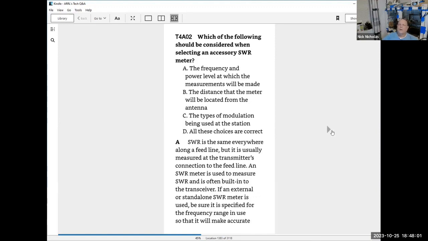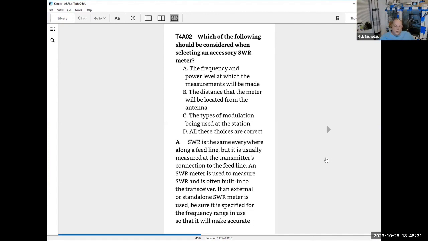Which of the following should be considered when selecting an accessory SWR meter? Well, answer A, there's the frequency and power level at which the measurements will be made. SWR meters usually have a frequency range of which they can operate. And they also have a maximum power range of which they can operate.